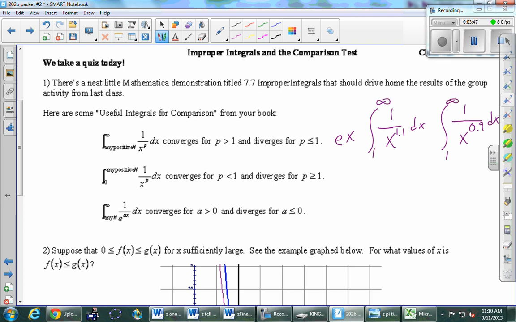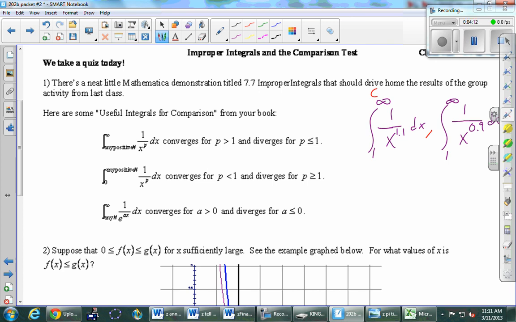On the group activity at the end of last class, which is way back on Wednesday because we lost the snow day, the group activity that you guys did had these two integrals here, right? 1 over x to the 1.1 and 1 over x to the 0.9, between 1 and infinity. Can you go back and see what you figured out, whether these converged or diverged? So go back and check. What does the first one do?